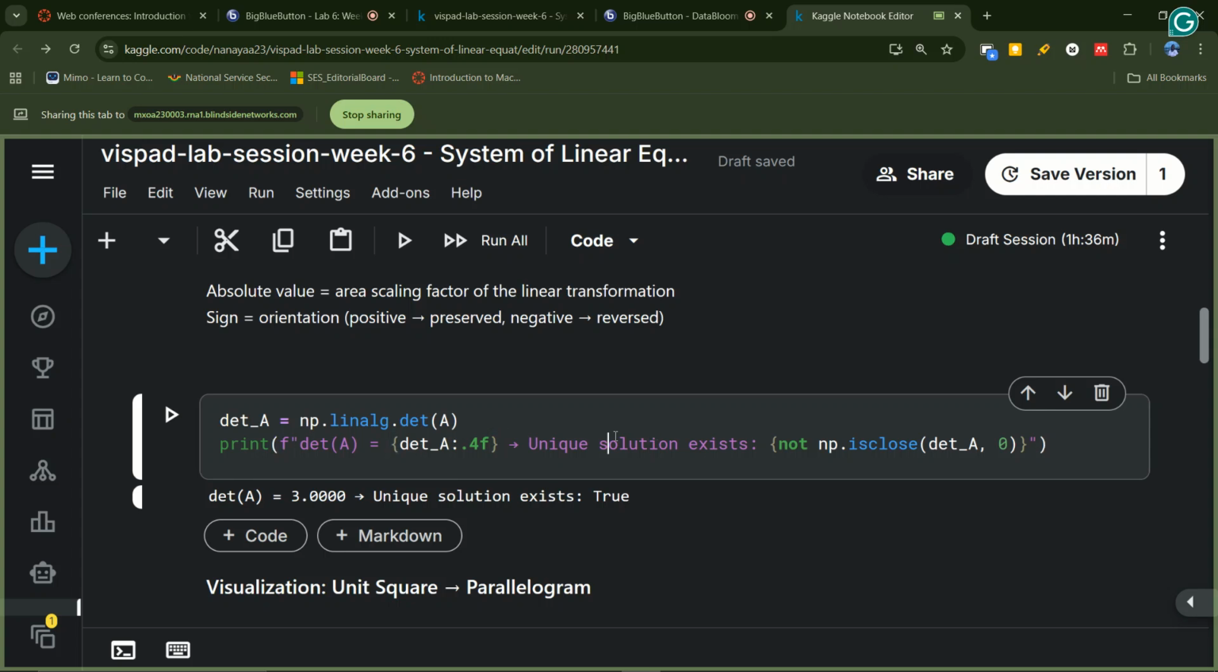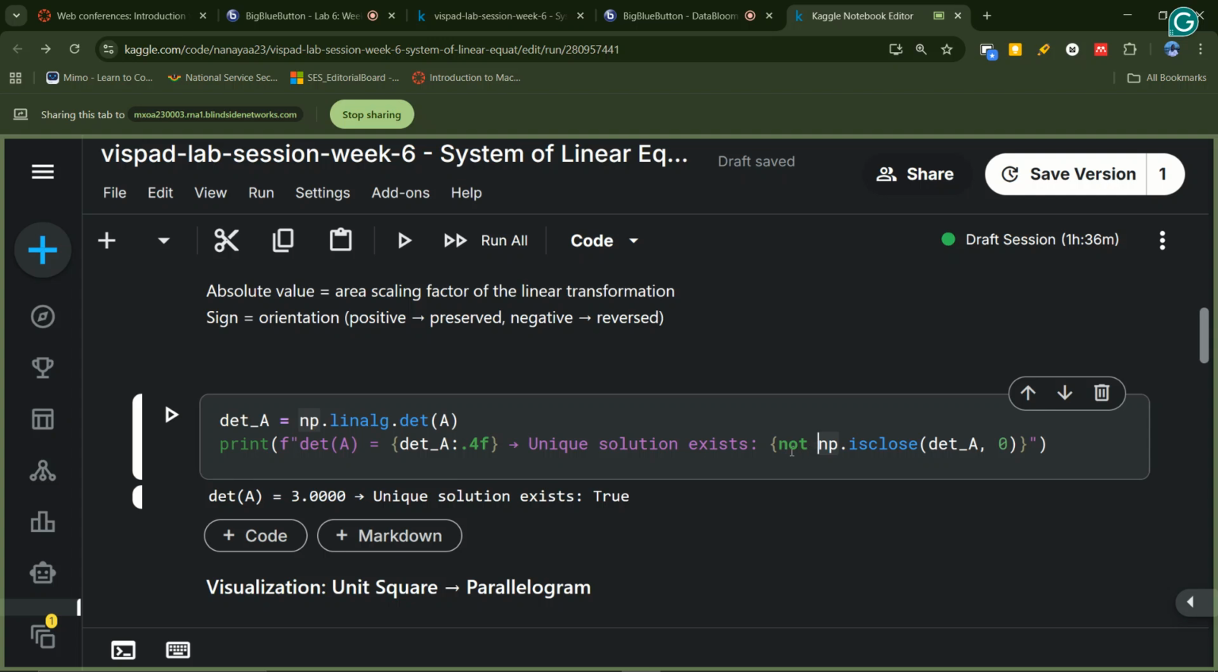Then the second one is to check if the unique solution exists. And we said that if the unique solution truly exists, it means the determinant is not equal to 0. That is what this particular line of code is trying to do. The np.isclose(det_A, 0) expression alone is checking if the determinant is approximately 0.